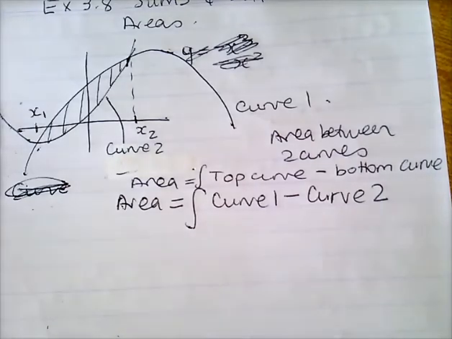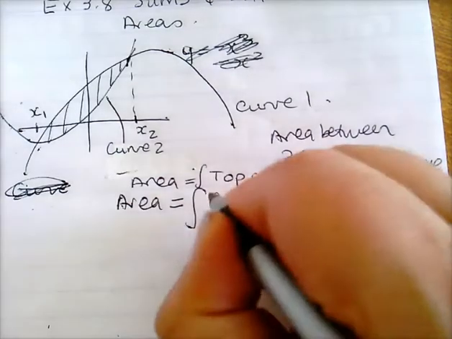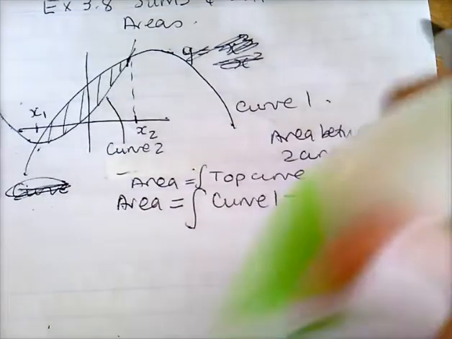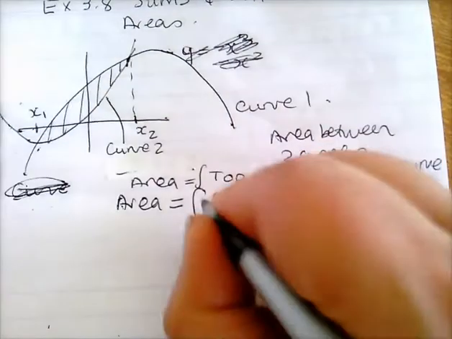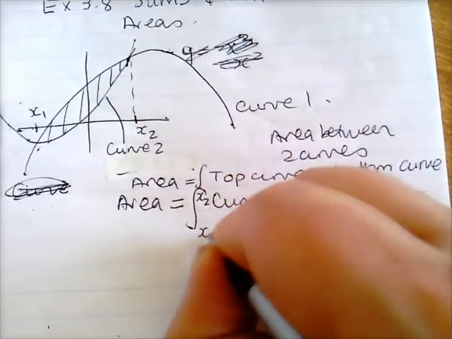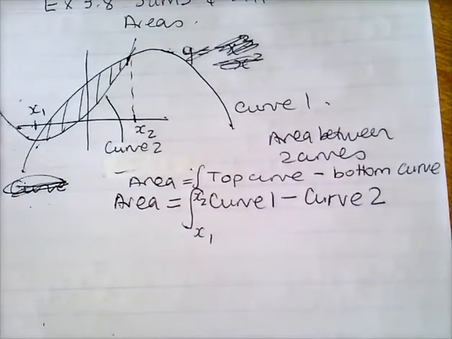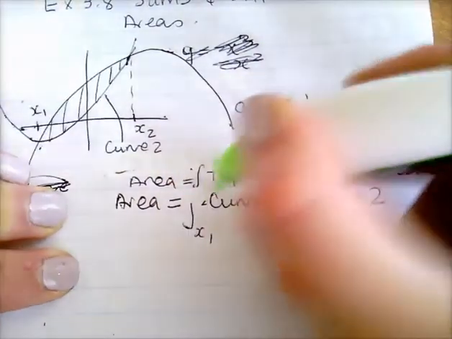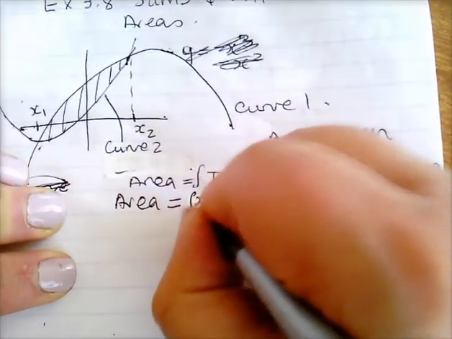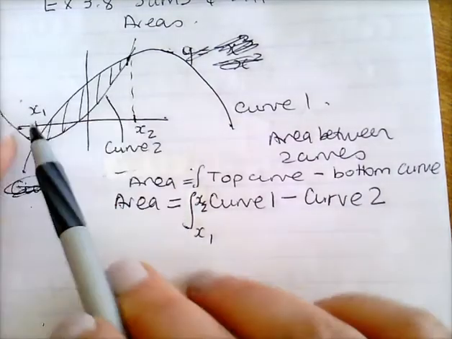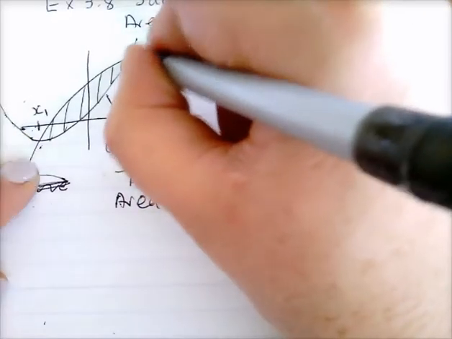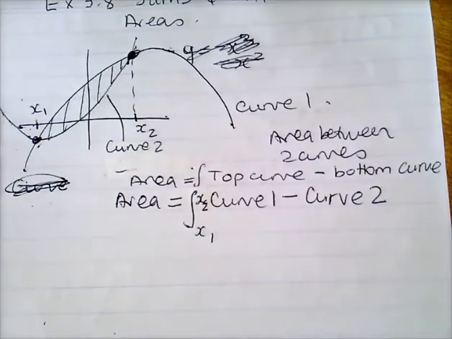Now, whenever you're doing area between two curves, you must find the points of intersection. How are you going to know which values to substitute in? Which value would I put first, the x2 or the x1? Yes, x2 is the bigger value, x1 is the smaller one. You'd put in the bigger x value and then the smaller x value. You need the points of intersection for area between two curves.